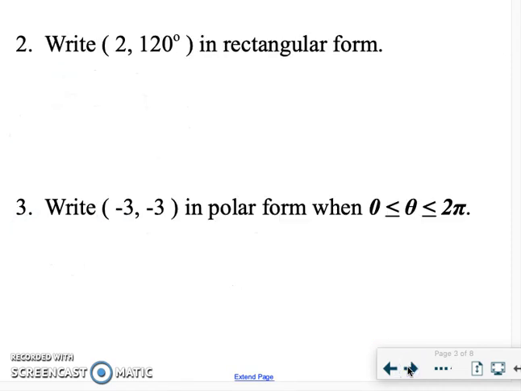All right, second question that we have, we want to write (2, 120 degrees) in rectangular form. It's currently in polar form, which means that we're given r and theta. So crucial to our success is that we have to be able to identify that r is 2, theta is 120 degrees. Once we know that those are our values, now we can utilize this in our conversion.